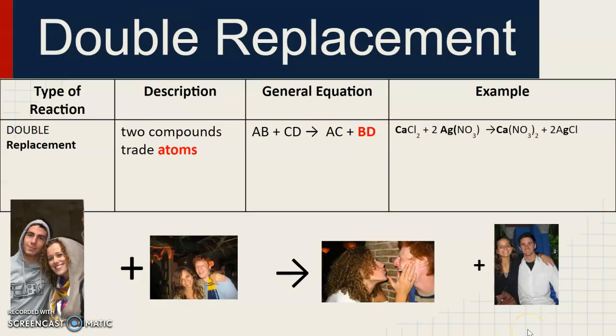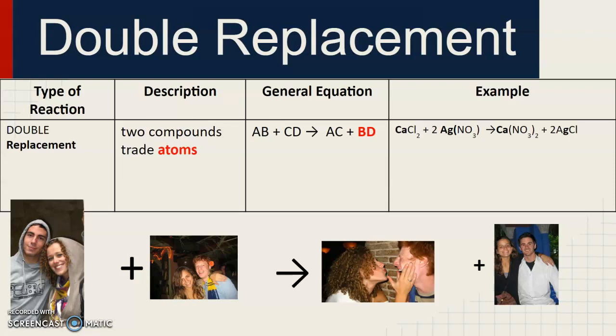All right, so that was a single replacement. Now let's talk about a double replacement. So in a double replacement, 2 compounds trade atoms. So here we have AB plus CD will yield AC plus BD. So 2 things are switching around. So here we have calcium chloride plus silver nitrate will yield calcium nitrate plus silver chloride. Okay, so the calcium and the silver just switch places. Okay, it's very similar to a single replacement or displacement. You can see it as both. The only thing that's different here is 2 things are switching around.